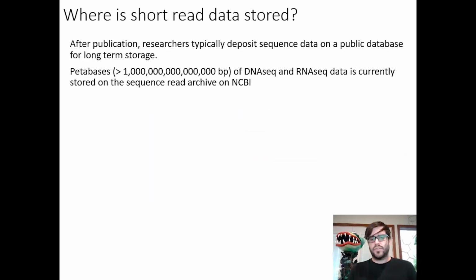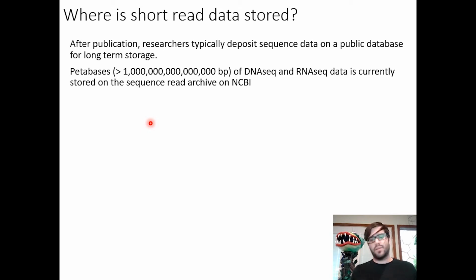So where is this short read data stored? When you generate this data, you would get it off a machine and download it either onto your local computer, or more likely onto a RAID system or a high-performance computing cluster. But that data is not going to be there permanently, so during the publication process, researchers will typically deposit the sequence data onto a public database for long-term storage. That will ensure that if something happens to your local computer, an external hard drive, or your high-performance computing cluster, that data is not lost forever.